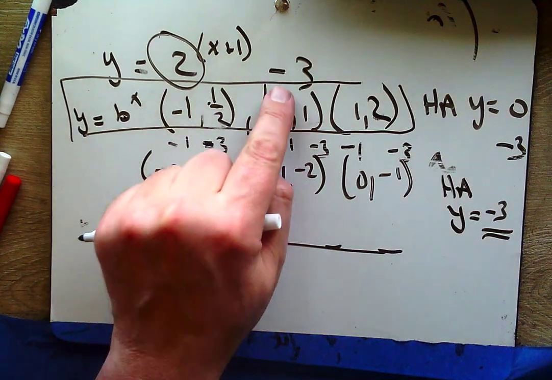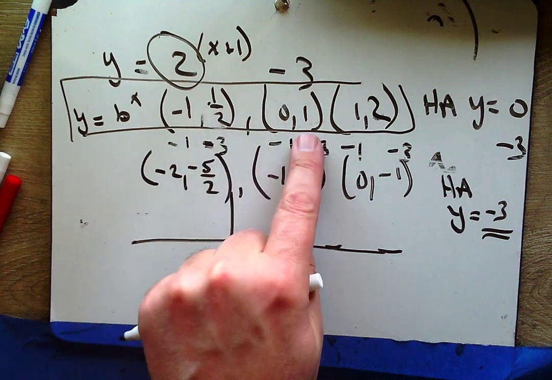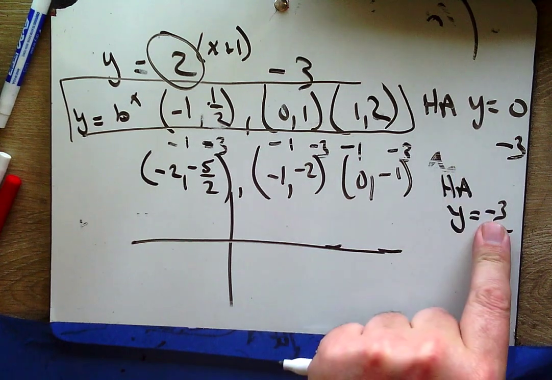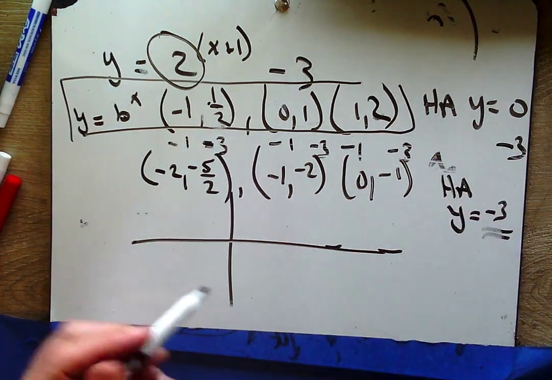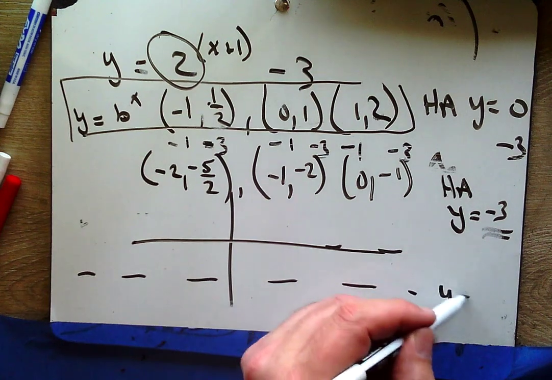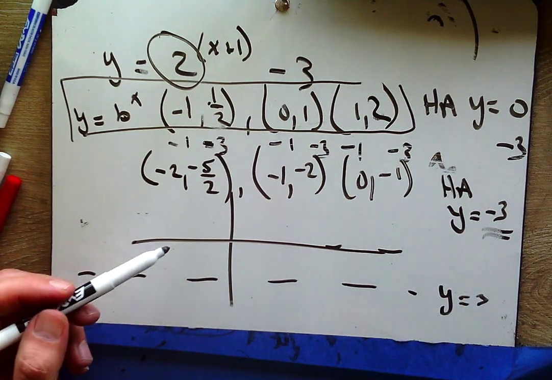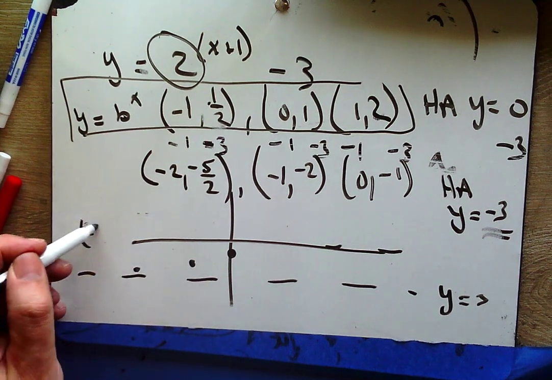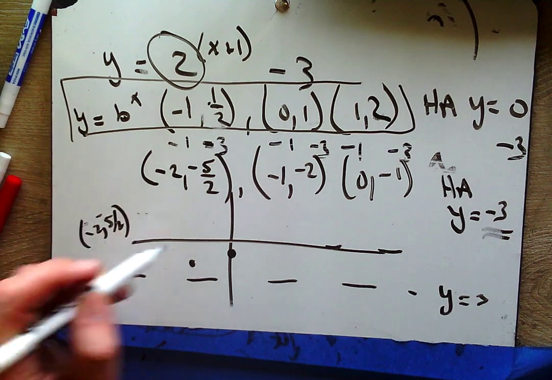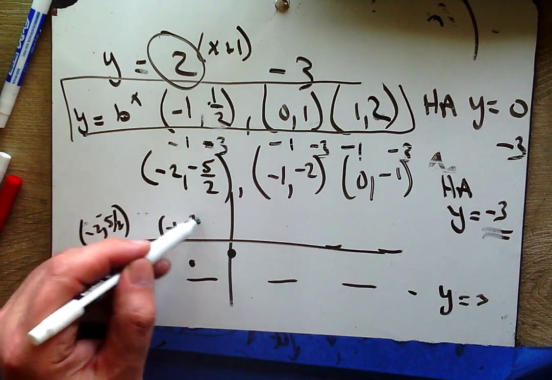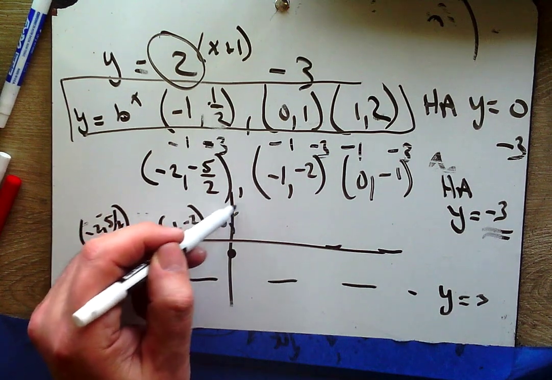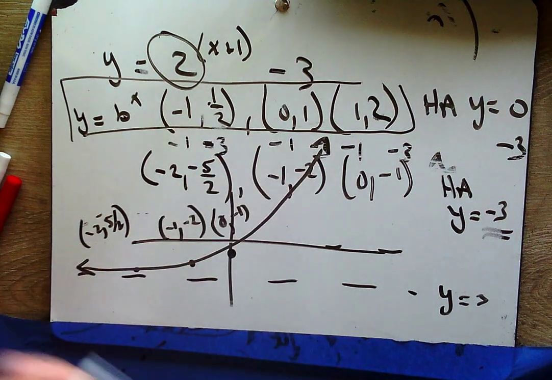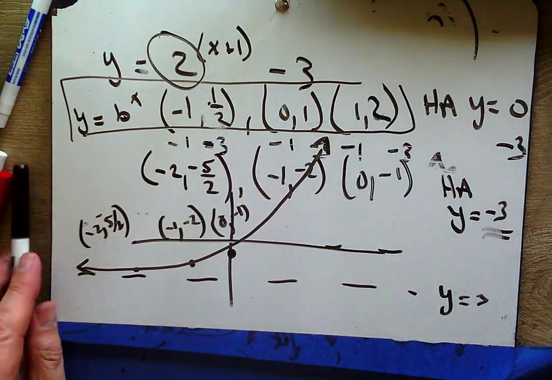Because remember, this y transformation gets applied not just to these points, but to this y over here as well. I need to subtract 3. Here's my horizontal asymptote. And what do we have? 0, negative 1. I have something like this. Negative 2, negative 5/2, negative 1, negative 2, and finally 0, negative 1. Ta-da! There's my graph. It's even labeled.